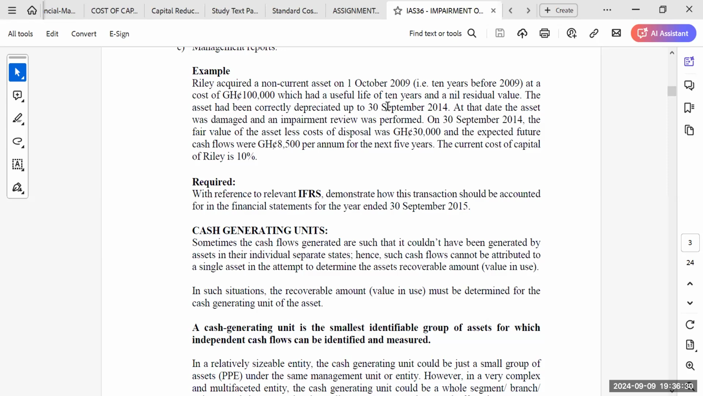I think 30th September 2014. Okay, 30th September. So at that date, you need two things. You need the recoverable amount and also the carrying value to determine whether the asset has impaired. So at the date of the impairment, you need two things.